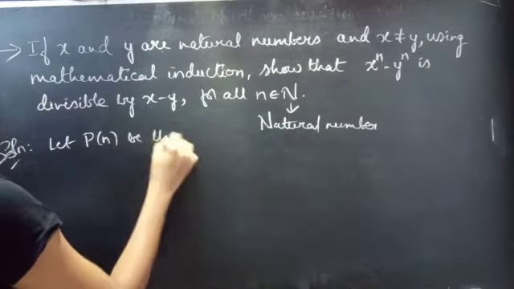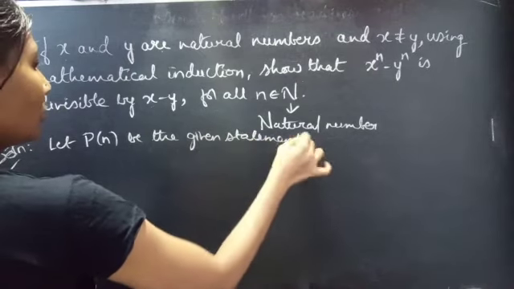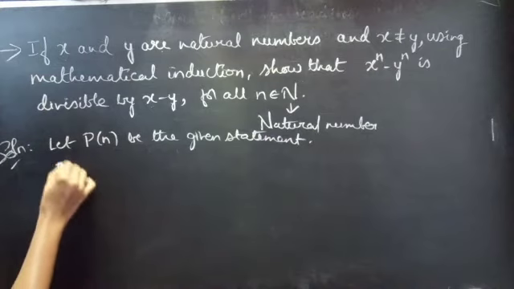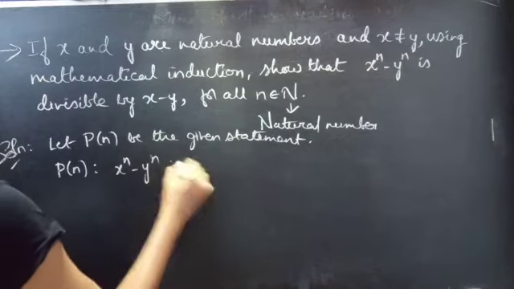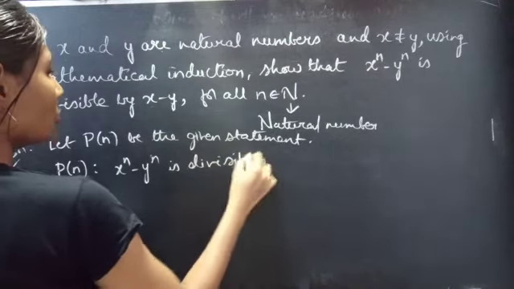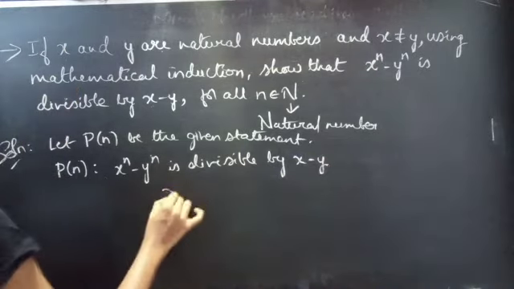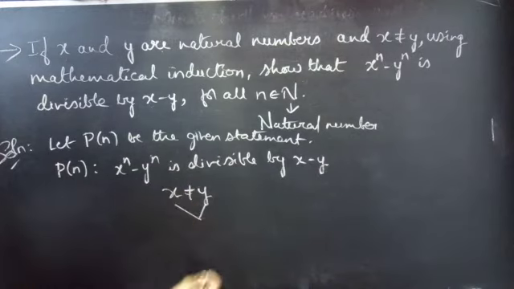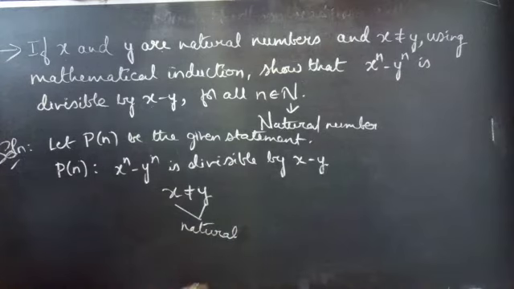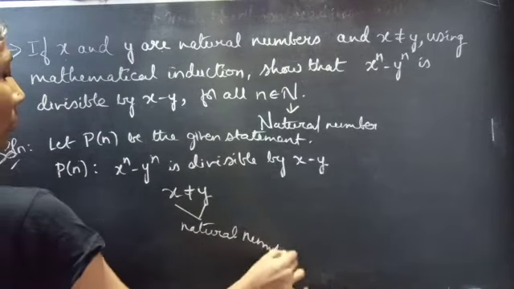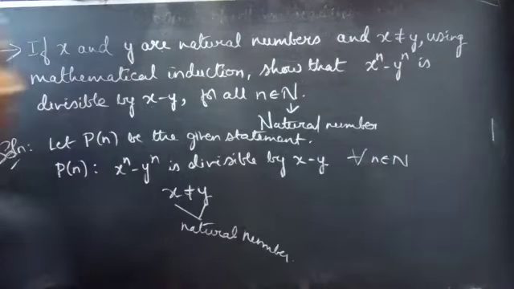Now let p of n be the given statement, that is p of n such that x power n minus y power n is divisible by x minus y. Here x is not equal to y and x and y are natural numbers. We have to show that this statement is true for all n belongs to natural numbers.